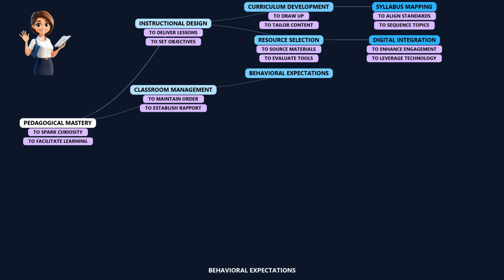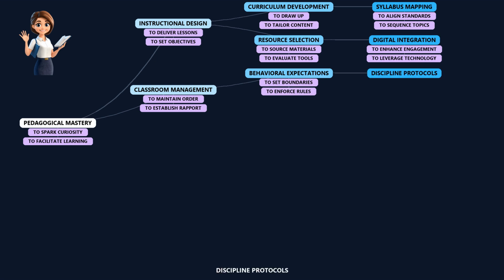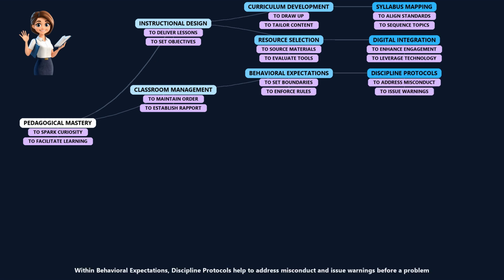Behavioral expectations. Behavioral expectations is a core part of classroom management where we set boundaries and enforce rules during every activity. This means making sure the kids know exactly how to act and following through on the rules. Discipline protocols. Within behavioral expectations, discipline protocols help to address misconduct and issue warnings before a problem gets too big. To put it simply, we are dealing with bad behavior and telling a student to stop their actions.